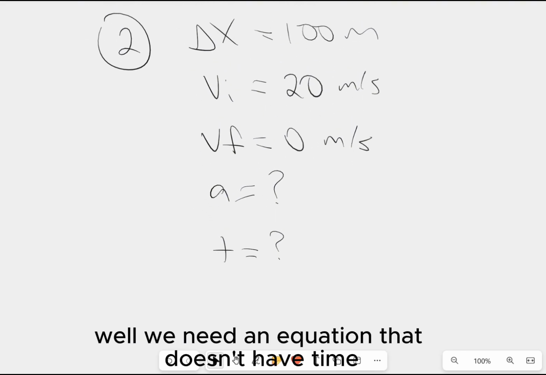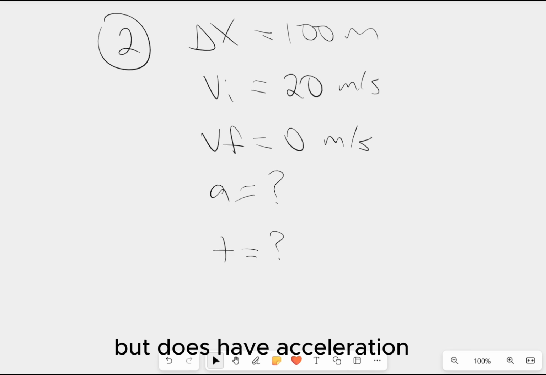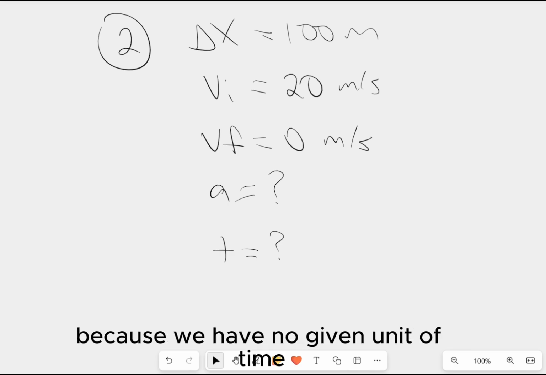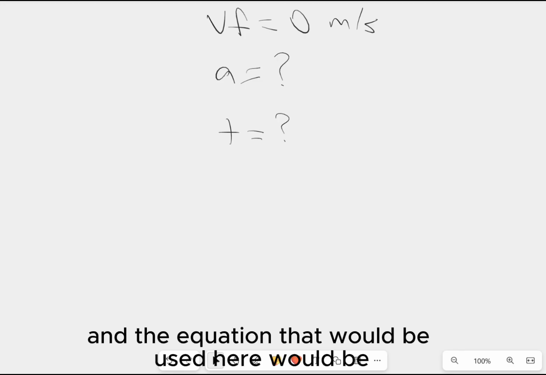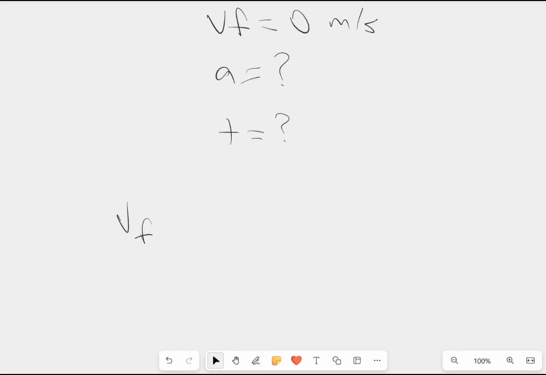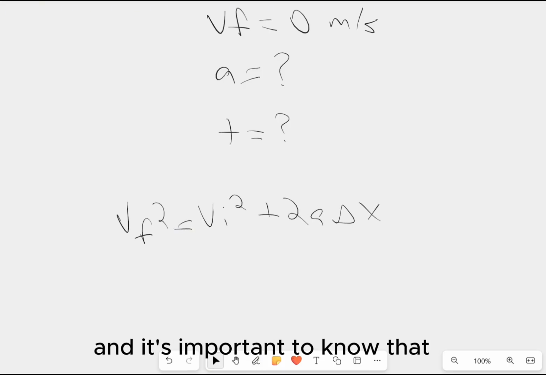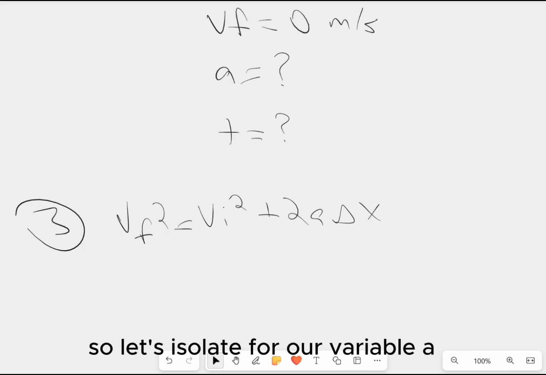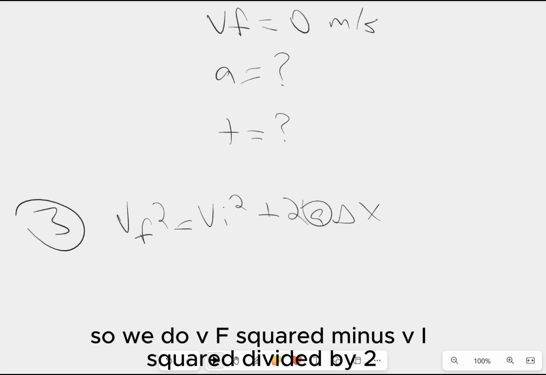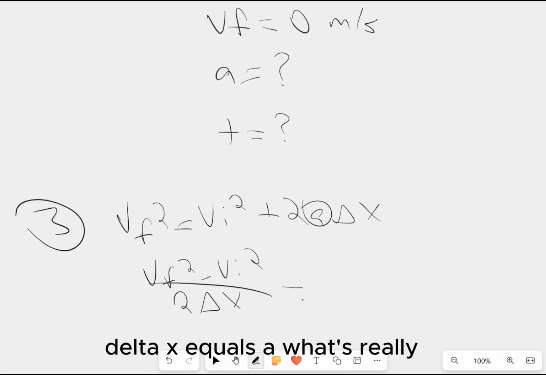Well, we need an equation that doesn't have time, but does have acceleration because we have no given unit of time and we need to solve for acceleration. And the equation that would be used here would be vf squared equals vi squared plus 2a delta x. And it's important to know that this is the start of step 3. So let's isolate for our variable a. So we do vf squared minus vi squared divided by 2 delta x equals a.